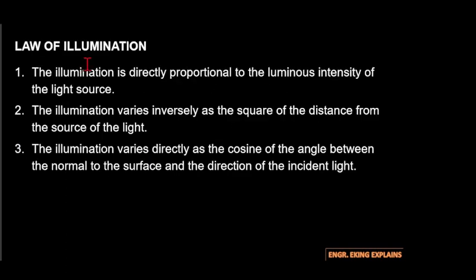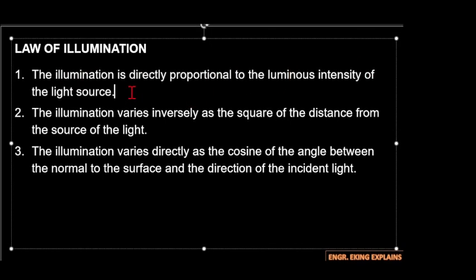Okay, so we have the law of illumination. The illumination is directly proportional to the luminous intensity of the light source. The illumination varies inversely as the square of the distance from the source of the light. Then the illumination varies directly as the cosine of the angle between the normal to the surface and the direction of the incident light.